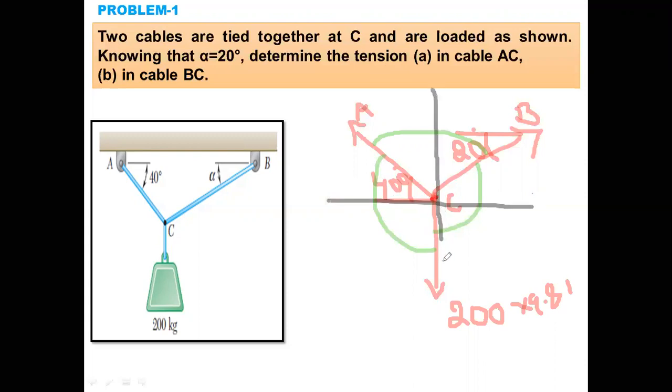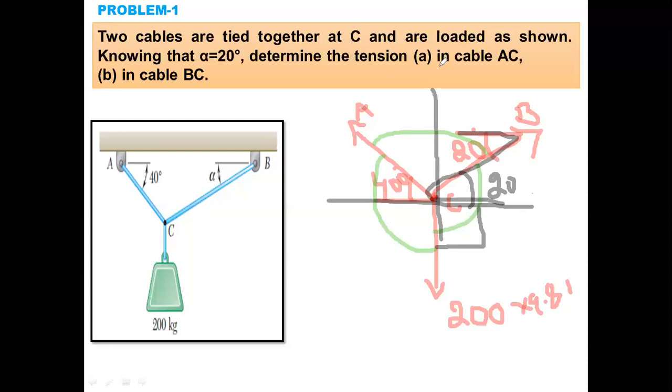We know that the angle between the x-axis and the 200 kg weight in Newton is 90 degrees, plus there is an angle alpha, that is 20 degrees, made by the tension cable BC with respect to the horizontal. The cable BC is making an angle of 20 degrees with respect to the horizontal. Or you can also consider it as a Z angle. What is the Z angle? The two opposite angles will be equal.